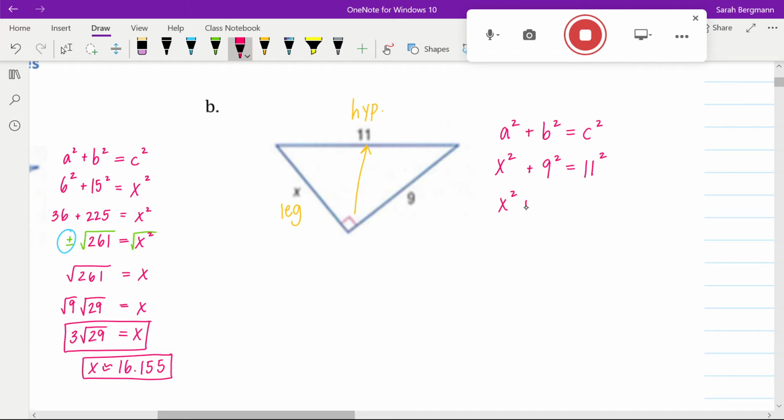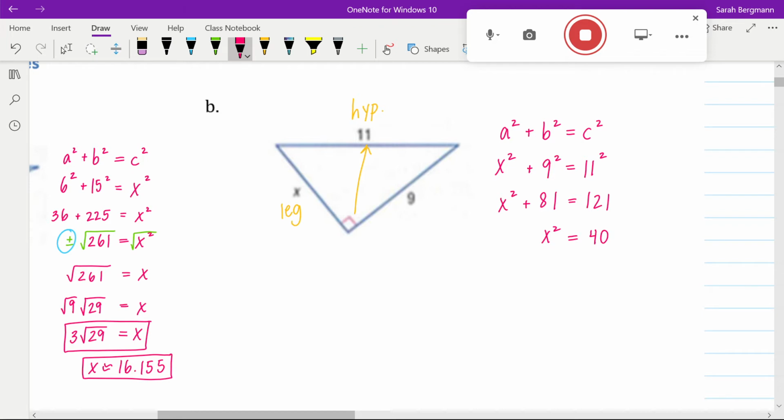Now we need to simplify. So we have 9 squared is 81, 11 squared is 121. Make sure you're following the order of operations correctly. Now we're trying to get x by itself, so we need to move 81 to the right side of the equation. We can do that by subtracting 81 on both sides. When you subtract 81 on both sides, you should get x squared equals 40.